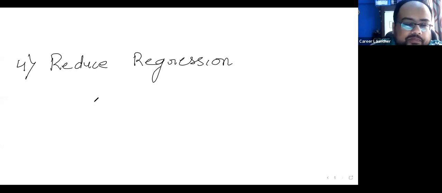As far as possible, try to reduce regression. Let's see what regression is about.